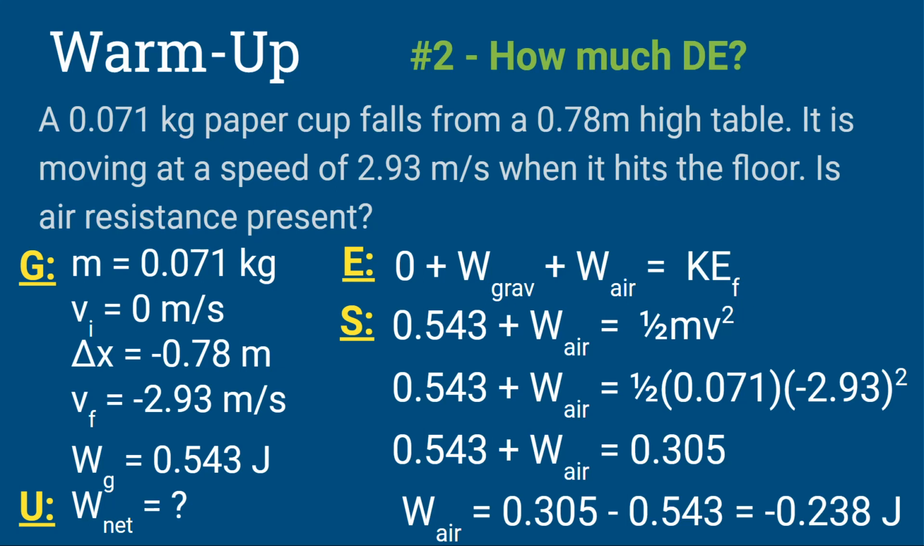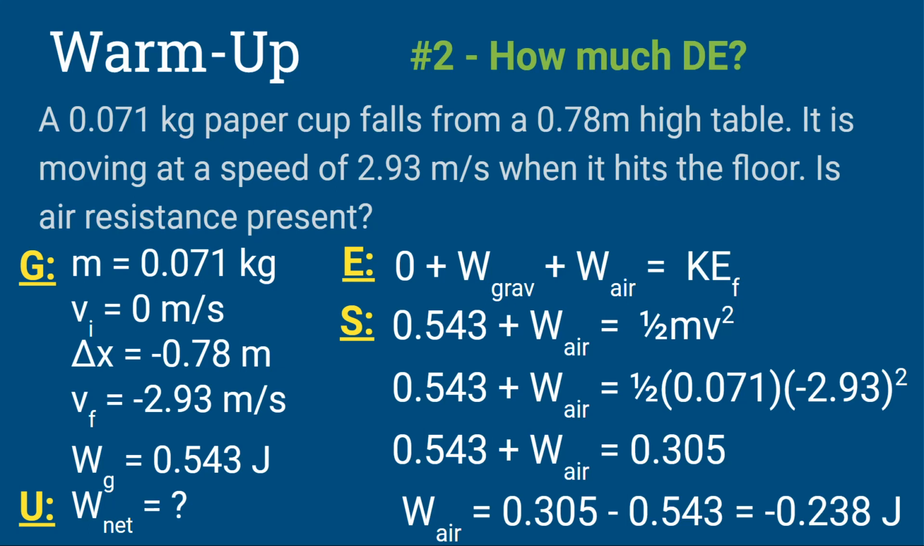Guys, if you know the work done by air resistance, you know the energy dissipated. That's the definition of that work: the change in energy caused by that air resistance is going to be dissipated energy. When you have friction or air resistance or things that remove energy, you have energy that is lost or dissipated from your system. It's another way of asking that question.